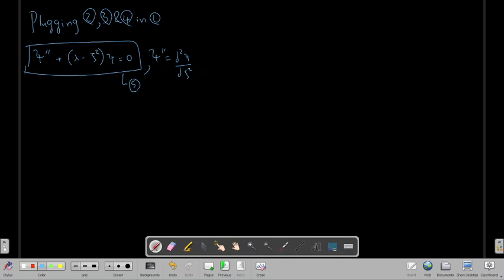Now, this is again a differential equation. It is also a Schrödinger equation. So basically, now we have to solve this differential equation. First of all, what we will do is we will find the asymptotic solution.